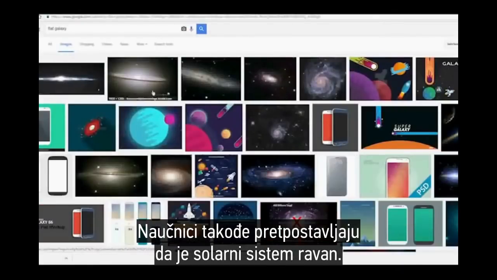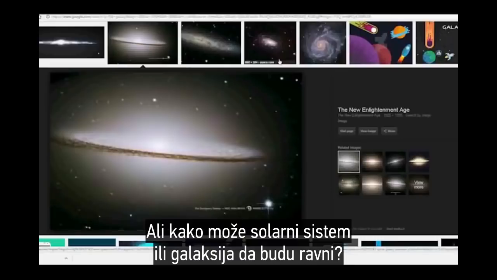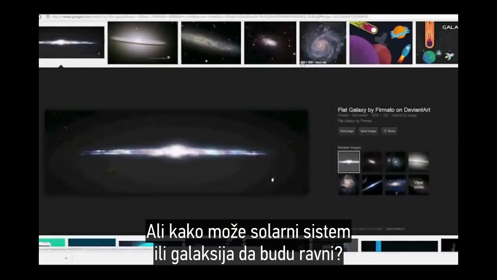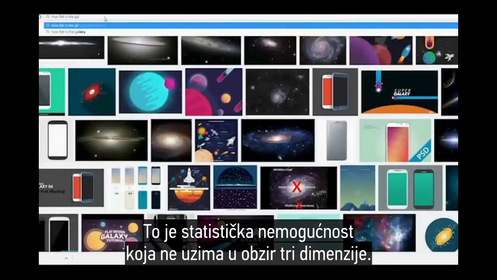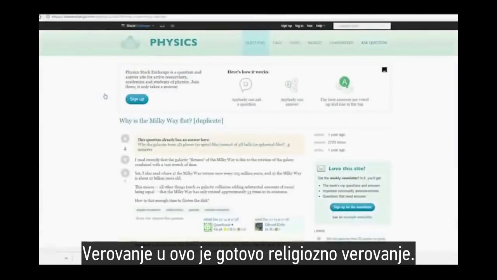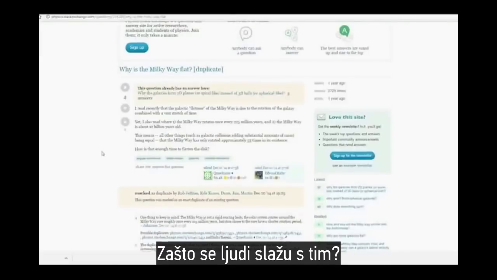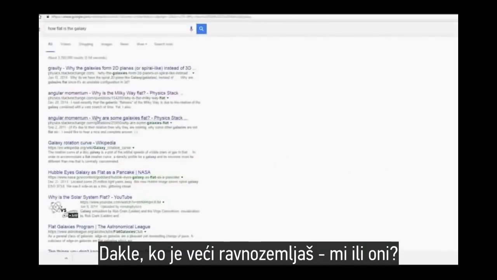Scientists also assume that the solar system is flat. But how can the solar system or galaxy be flat? That is a statistical impossibility with no regard for three dimensions. Believing this is almost a religious belief. Why do people agree with this? So who's the bigger flat earther, us or them?